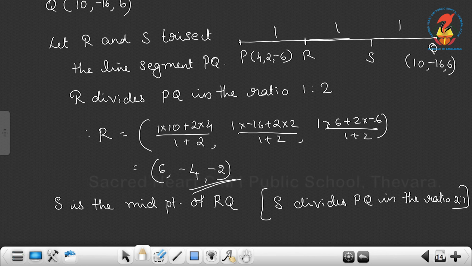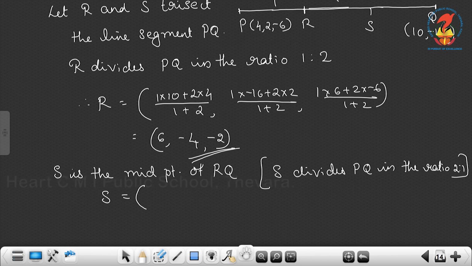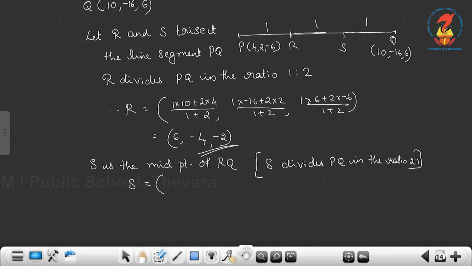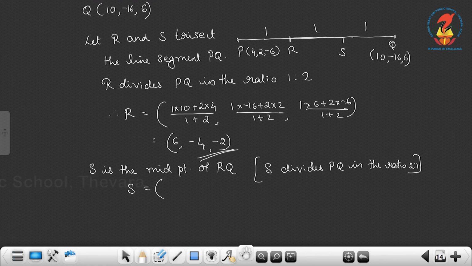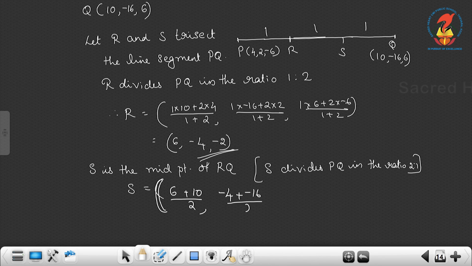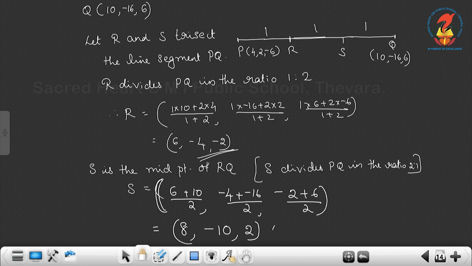Okay. Here S is the midpoint of RQ. So what about the coordinates of S? Midpoint formula. R and Q you have to take. What is R? 6. So (x1 plus x2) by 2, that is 10 by 2. Next coordinate: (minus 4 plus minus 16) by 2. (Minus 2 plus 6) by 2. That is 16 by 2 is 8. Minus 20 by 2 is minus 10. 4 by 2, that is 2. So that is the coordinate of S.